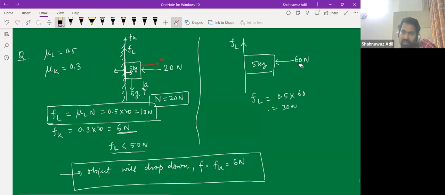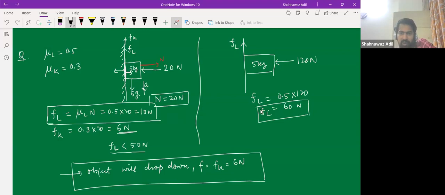Let me increase this one again. Let's say this is 120 Newton, right? So this is 0.5 into 120, which is 60 Newton. You can see that my friction force depends upon the force that I am applying to this object, right? Yes, sir. If I apply a 120 Newton force, the friction force will become 60 Newton.